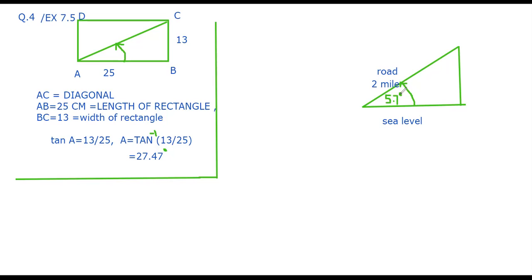And what is required to be calculated? We need to find this perpendicular height. This is the height, which means the car has traveled from this point to this point. So we have to calculate this height. This is the required height that we need to calculate. So we will simply find the perpendicular, this height.